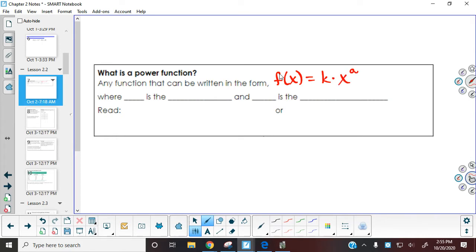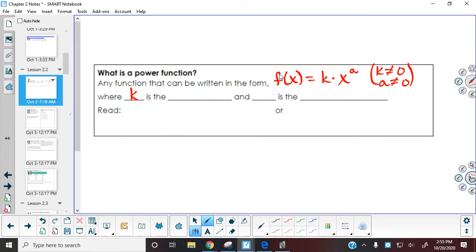Couple quick things here. K cannot equal 0 because if k did equal 0, that whole equation would be wiped out. And then also a cannot equal 0. So those two things can't equal 0. It's not a huge teaching point, but it's just something to take note of. Some things as far as the different parts of this function. So k is considered your constant of variation.